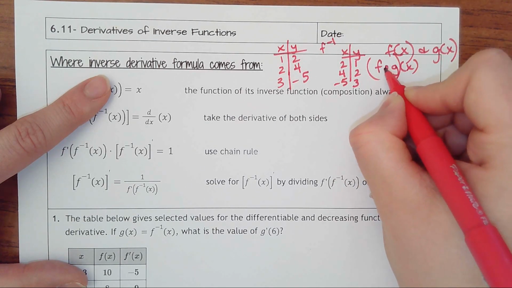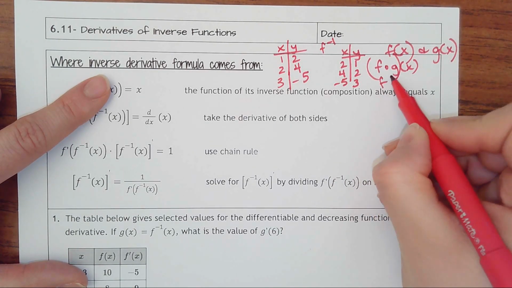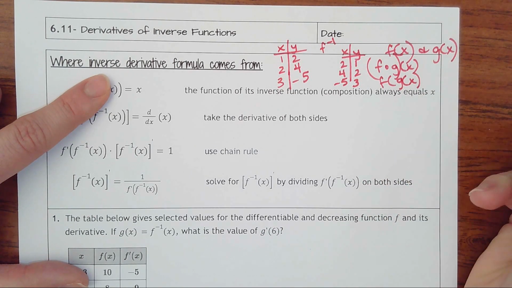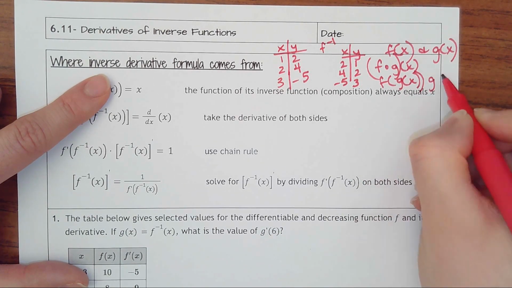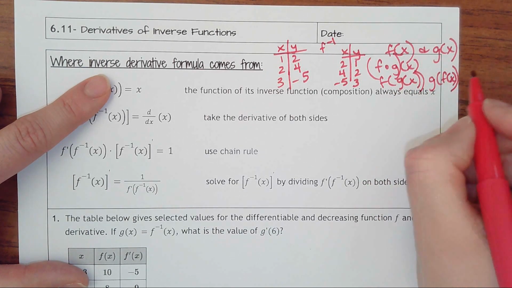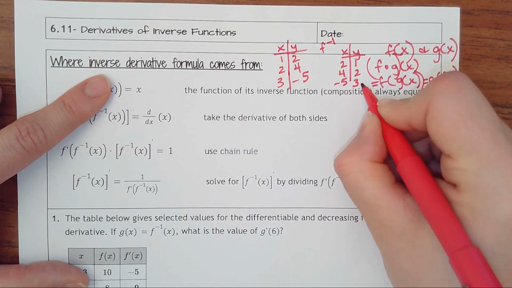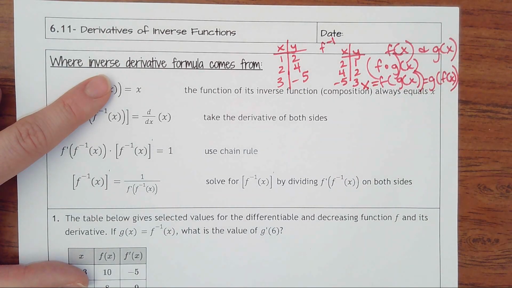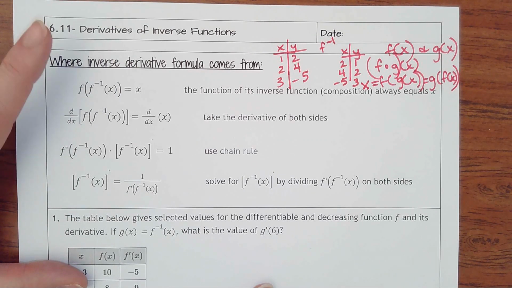FOG, this is really a composition symbol of f of g of x and g of f of x. We would take one function, put it into the other, and they should always equal simply x. That's how we would check. And so here's where the inverse derivative formula comes from.